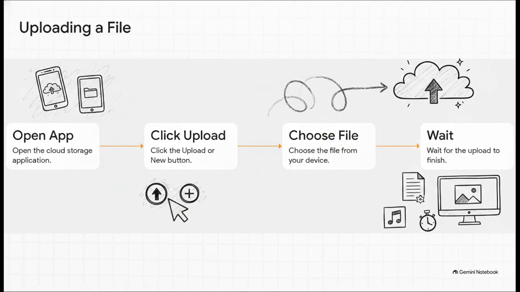And the actual mechanics of uploading? It is practically frictionless. Step 1. Just open the cloud storage application. Step 2, click Upload or New. Step 3, choose the file right from your device. And Step 4, wait for the upload to finish. That's literally it. Within seconds, your file migrates from an isolated hard drive straight into the cloud.